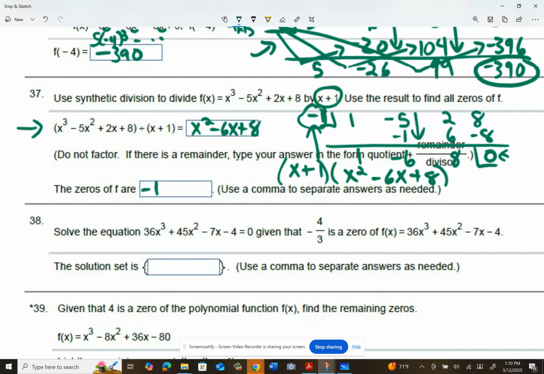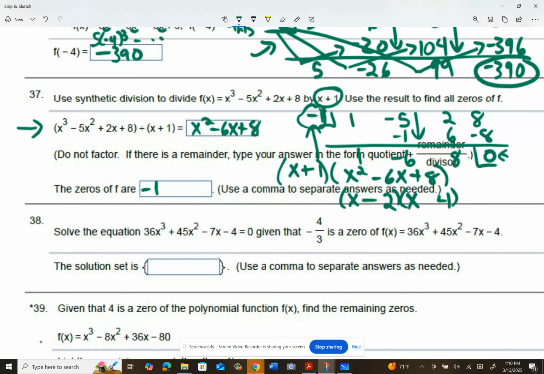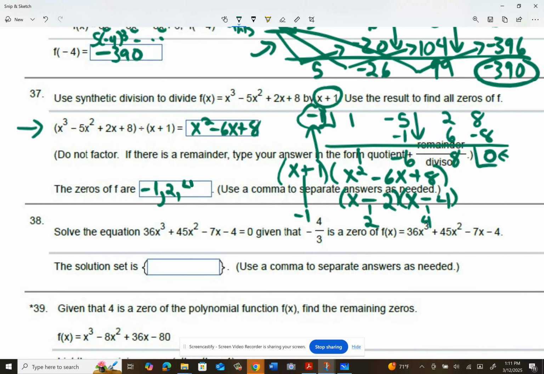x plus 1 was a factor and we have this x squared minus 6x plus 8, what we are going to do is finish it up by either factoring or using the quadratic formula. So we're going to check this one. Yeah, that'll factor using a 2 and a 4 if we make them both negative. So that means we got the -1 already. Then this would be a 0 of 2, and x minus 4 would mean we'd get a 0 of 4. So -1, 2, and 4.